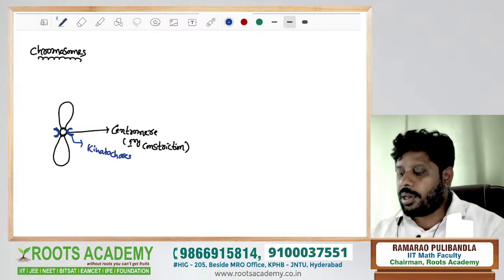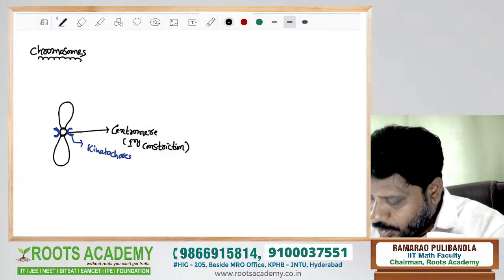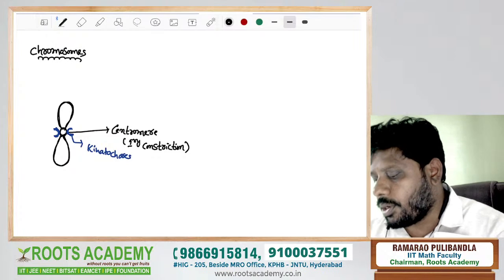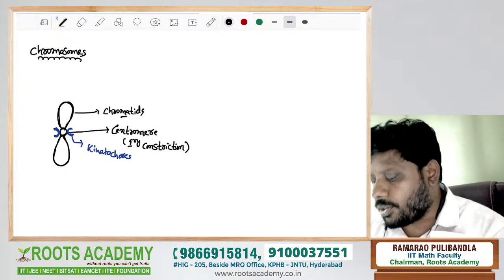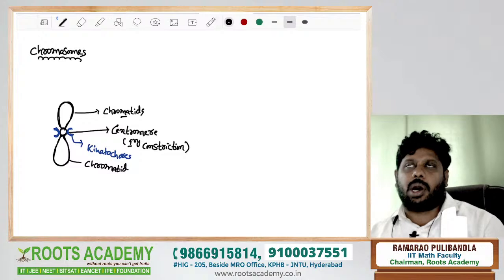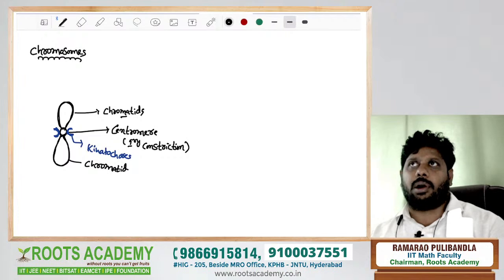1. And see, in the structure of the chromosome, there are 2 arm-like structures. This is one arm-like structure, and this is the other arm-like structure. These arm-like structures are called chromatids. This is one chromatid and this is one chromatid. The 2 arm-like structures present on both sides of the centromere are called chromatids. How many chromatids? 2 chromatids.